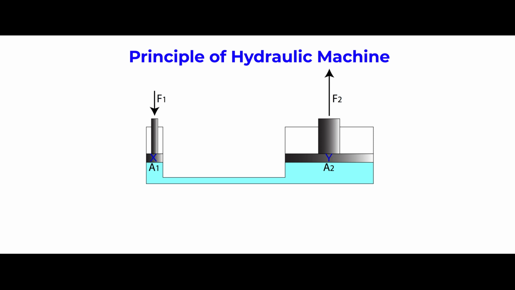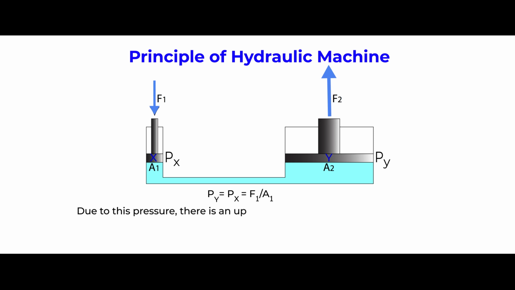Now let us look at the working of this hydraulic machine. If a force F1 is applied on piston X, then the pressure exerted on piston X, PX, is transmitted equally throughout the liquid, and thus an upward pressure, PY, acts on piston Y with area A2. By applying Pascal's law, mathematically we can write PY equals PX, which is also equal to F1 over A1. Due to the pressure transmitted in the confined liquid, it exerts an upward force F2 on piston Y.